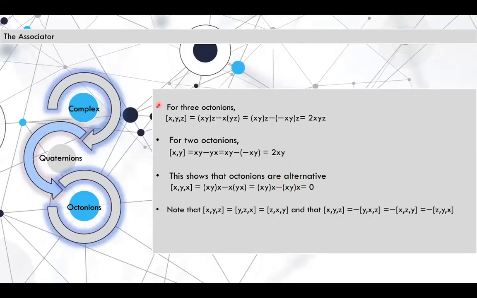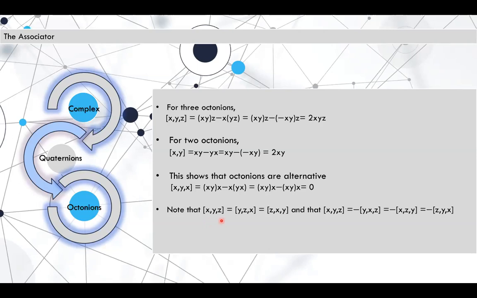So here we show the associator for three Octonions. It's going to be (xy)z minus x(yz), which will give you 2xyz since Octonions aren't associative. For two distinct Octonions, the associator is 0 since Octonions are alternative. We would actually get 0 for the associator of algebras that are associative. Right here. Finally, we just show a property that's a little bit similar to some properties we see with differential forms.